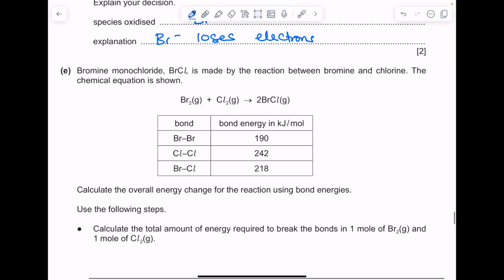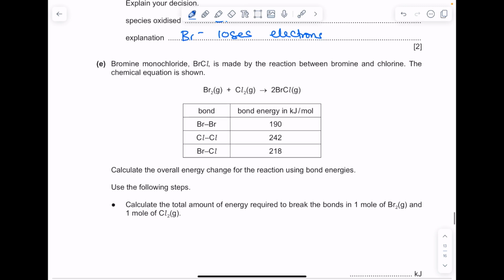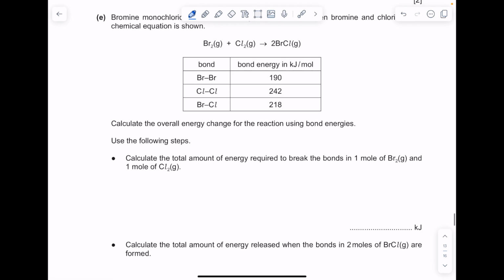Bromine monochloride is made by the reaction between bromine and chlorine. The chemical equation is shown. Calculate the overall energy change for the reaction using bond energies. Use the following steps. Calculate the total amount of energy required to break bonds in 1 mole of bromine and 1 mole of chlorine. So you have one Br-Br bond and one Cl-Cl bond.